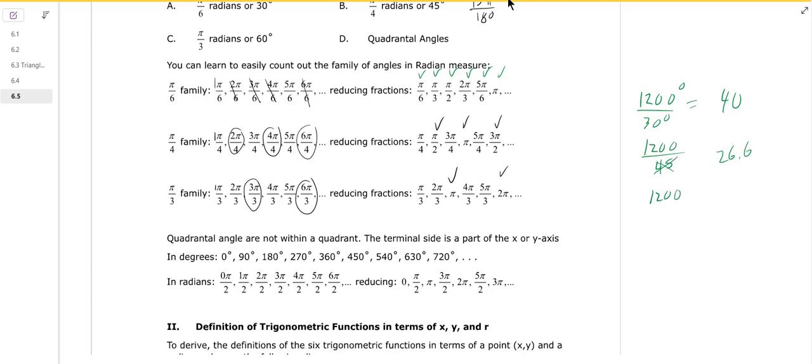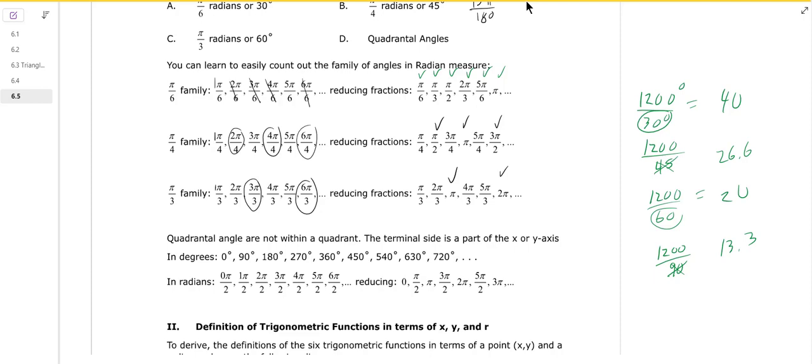Do 1200 divided by 60. What happens if you do 1200 divided by 60? You get 20. So that is in the 60 degree family also. If you're in the 30 degree family, you might also be in the 60 degree family. If you are in the 60 degree family, you're automatically in the 30 degree family. Then the other thing would be, is it quadrantal? No, it's not quadrantal, because if you did 1200 divided by 90, what you'd end up getting is 13.3. So it's not in that.